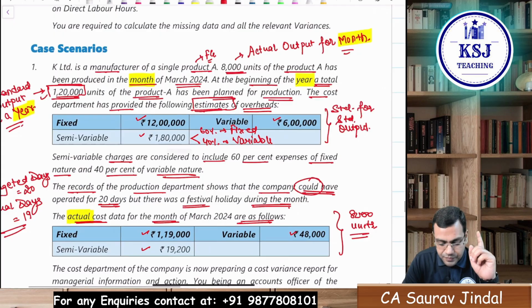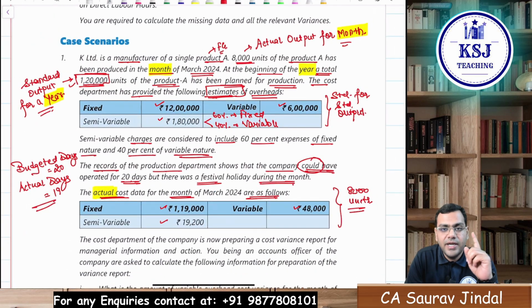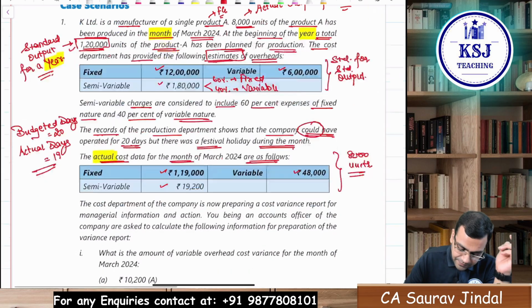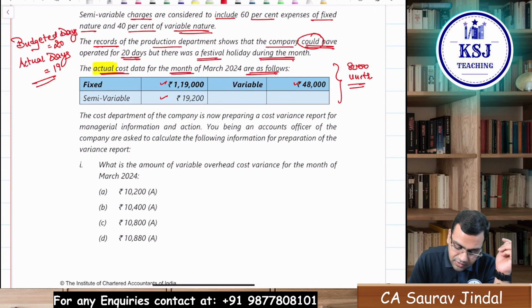Very important point here that you need to understand and remember is the standards are given for 1,20,000 units, whereas the actuals are given for 8,000 units. Right? Standards are given yearly, whereas the actuals are given monthly. Is that clear? Okay.